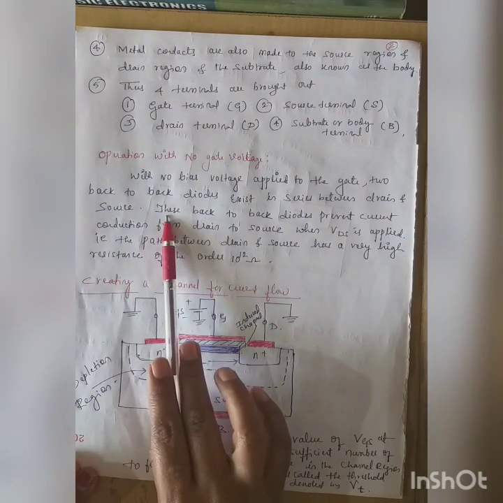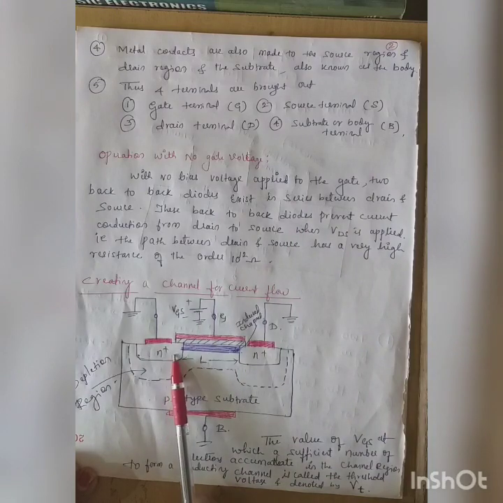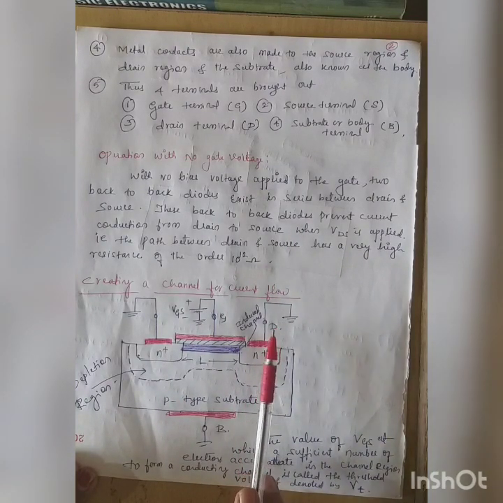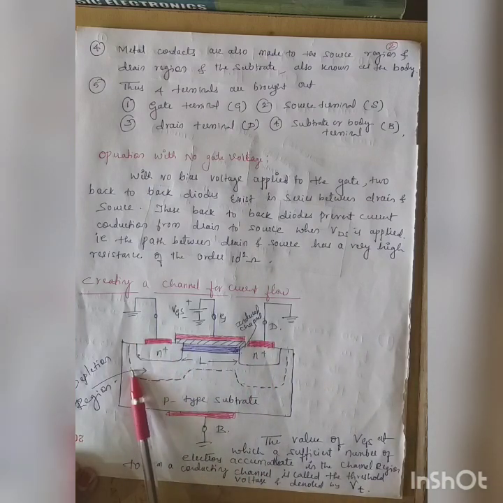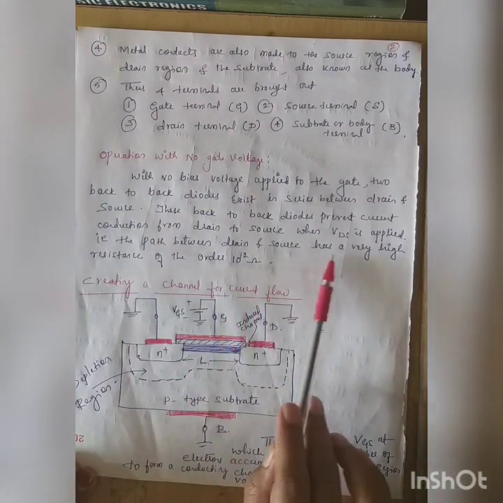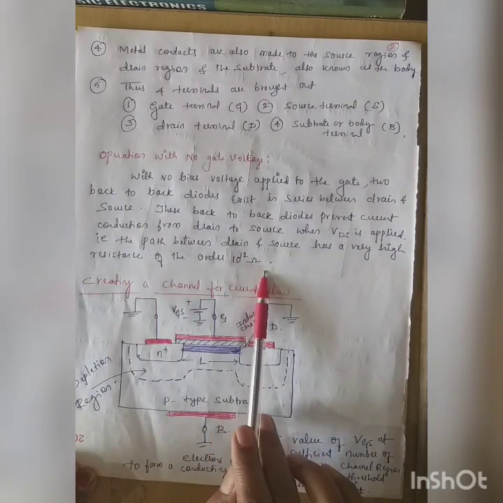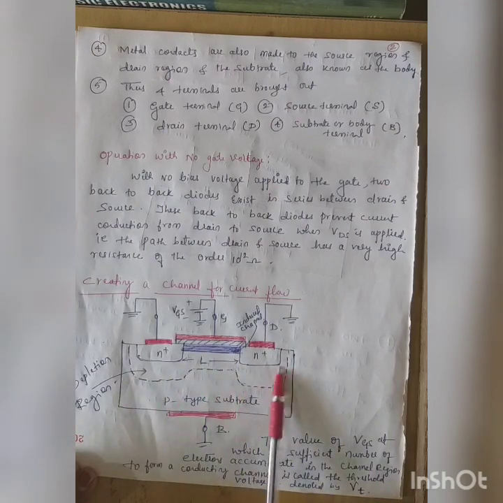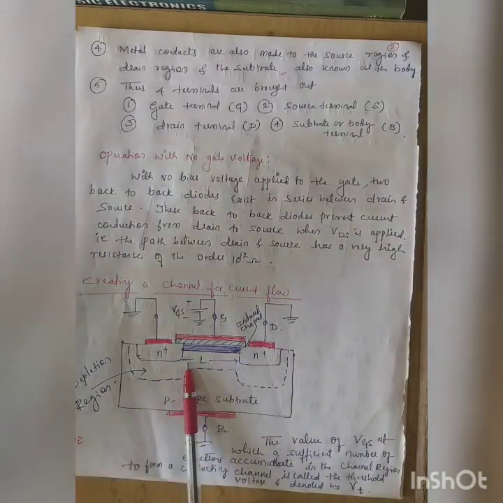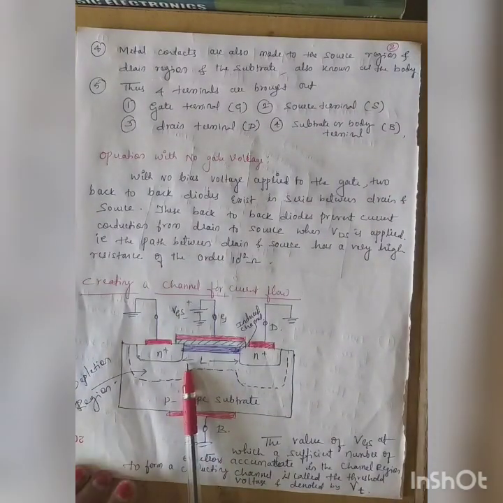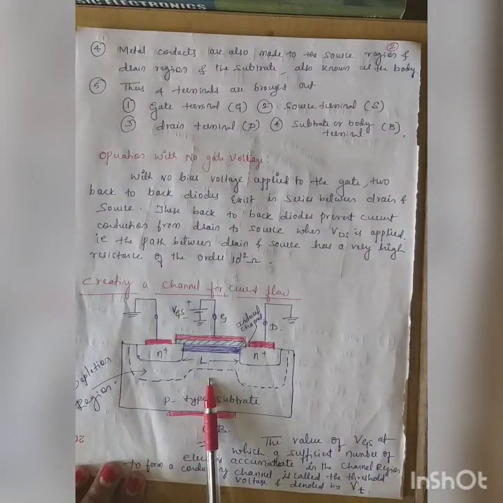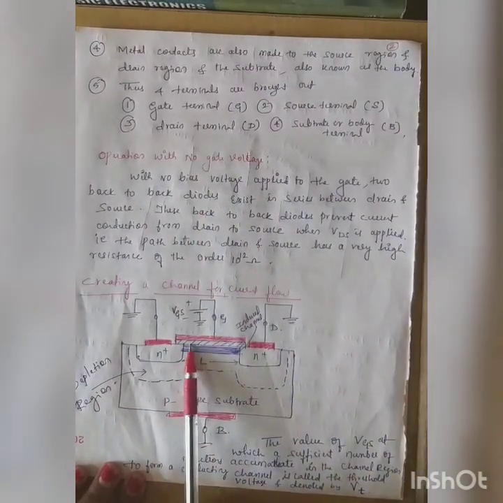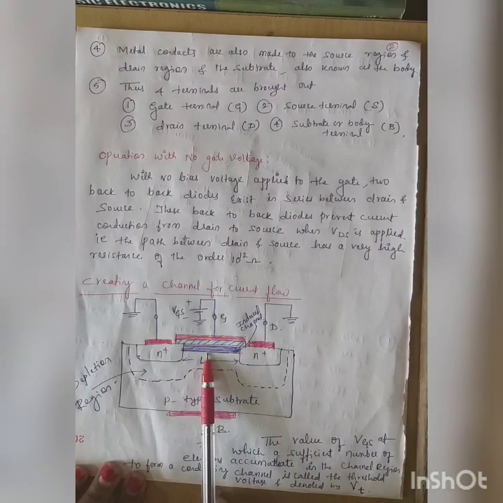So this is like connecting two back to back diodes. This is one diode, this is one diode. Now even if you apply any voltage between drain and source, this path is going to provide a very high resistance, of the order of say 10 raised to 12 ohms. So there will be no current flowing in this path. That is the operation with no gate voltage. In the next part we will see how we can create the channel in between. For this case, the channel is not there. This channel has to be created.